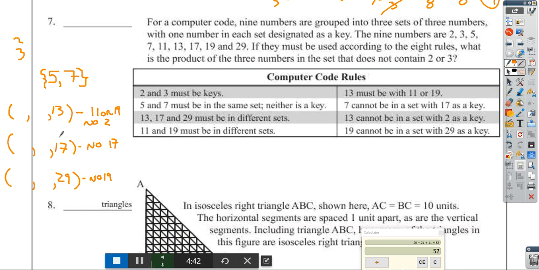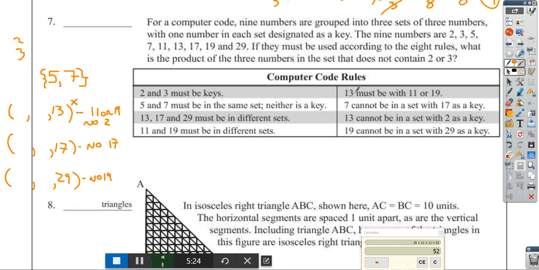One of these numbers has to be the other key. 11 and 9 must be in a different set. Okay, great. And 13 must be with either 11 or 9. Well, that is our first real hint, because we know that 13 has to be with 11 or 9, which means it cannot be with 5 and 7 because 5 and 7 are a set. And we know 5 and 7 have to be with that other key. So we right now know that 13 is not the key.